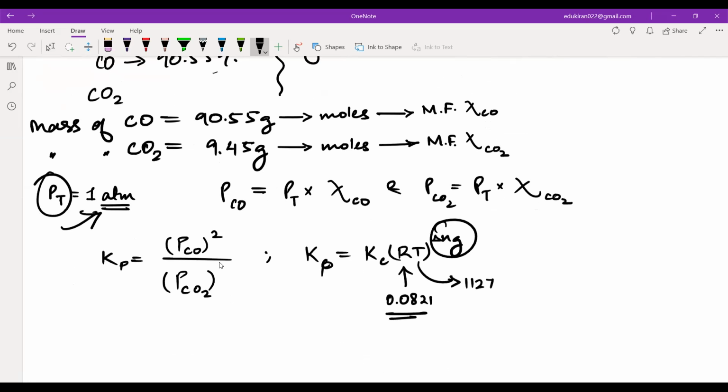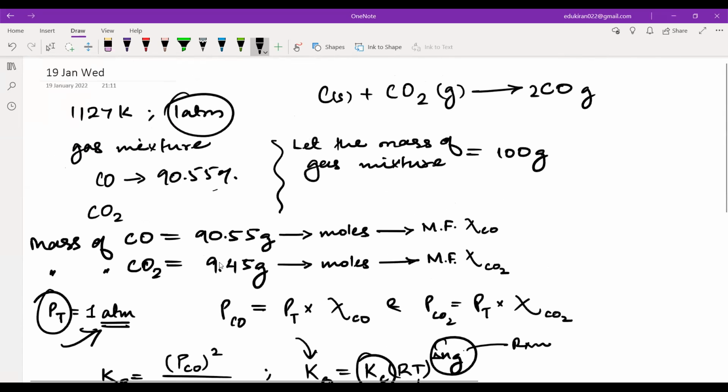You can calculate the delta Ng from the reaction, and you have the Kp. You can calculate the Kc also. Okay. Yes, sir. So I understand this was a bit tricky.